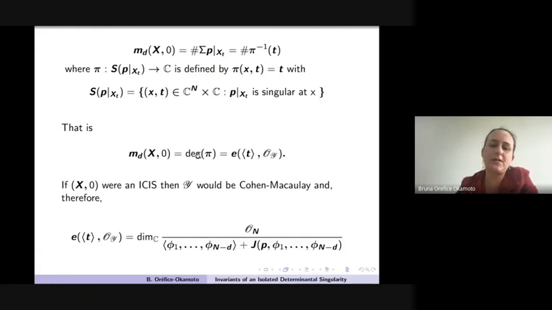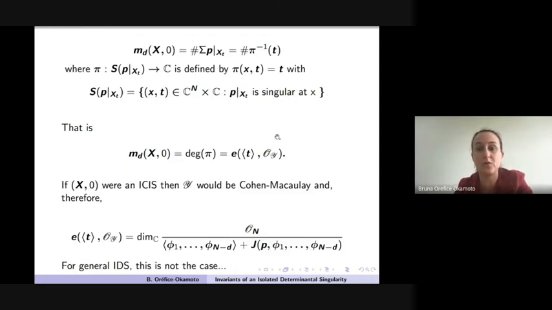But the degree of this pi is equal to the Hilbert-Samuel multiplicity of this ideal. Here, where I put this Y, is the singular set of P restricted to X_t. Well, if X were an ICIS, then this Y that appears here would be Cohen-Macaulay, and therefore this would be this dimension here. It's, again, the Lê-Greuel formula. But for a general IDS, if it's not an ICIS, this is not Cohen-Macaulay. Then we stop here. We cannot do this step here.